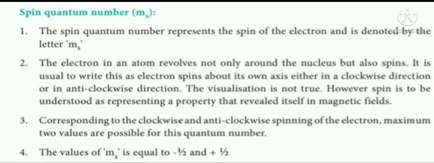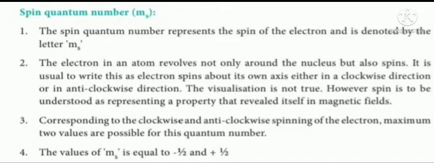Second point, the electron in an atom revolves not only around the nucleus but also spins. It is usual to write this as the electron spins about its own axis, either in a clockwise direction or in anticlockwise direction. The visualization is not true. However, spin is to be understood as representing a property that revealed itself in magnetic fields.